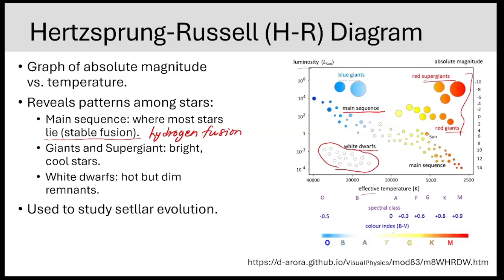So basically the HR diagram gives us these different regions of these objects. And this diagram is like a roadmap of stellar evolution, showing how stars change as they age.